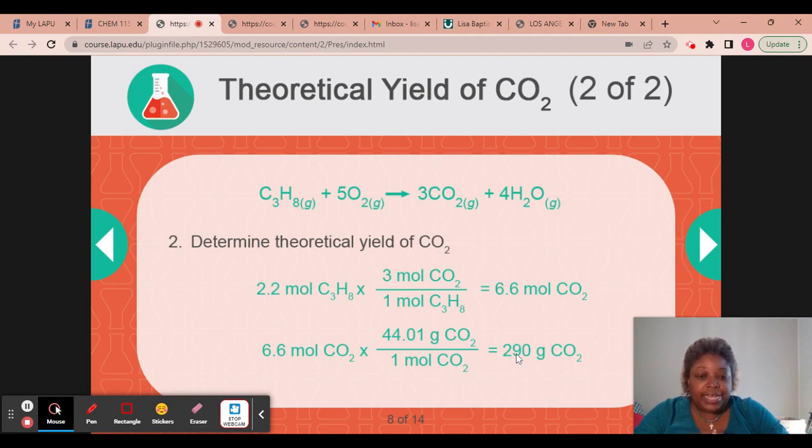If we look at 290 grams, 6.6 is two significant figures. In 290, that 0, because there's no decimal present, is not significant. The 290 is two significant figures, and so you have the correct number of significant figures.